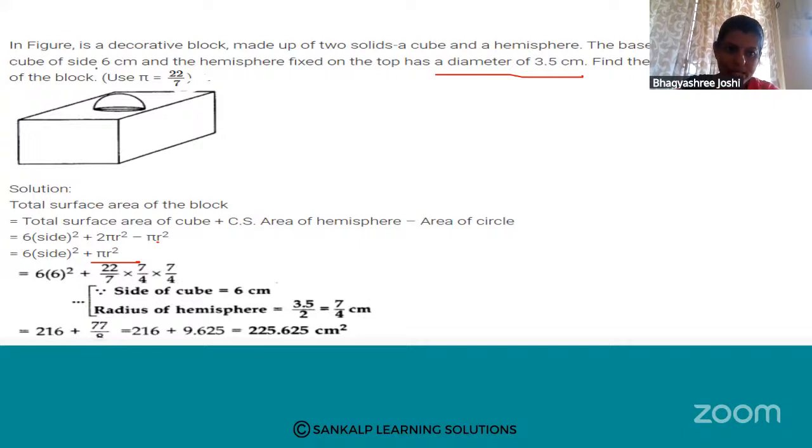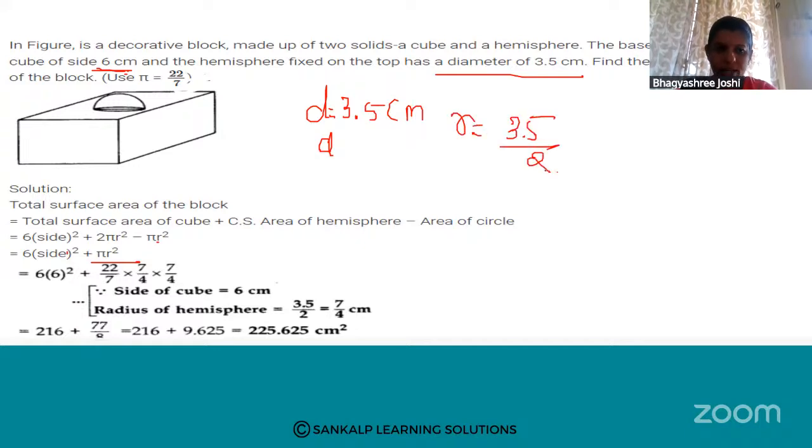6 into side square. So side value is 6 centimeter. So 6 into 6 square plus pi value is 22 divided by 7. And R value is, so here 3.5 is the diameter. So diameter D is equal to 3.5 centimeter. Then what is the value of R? R is 3.5 divided by 2.